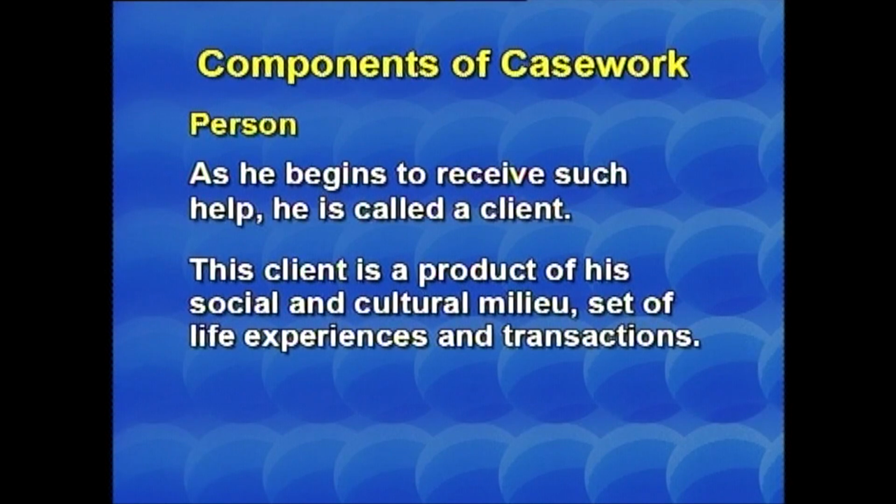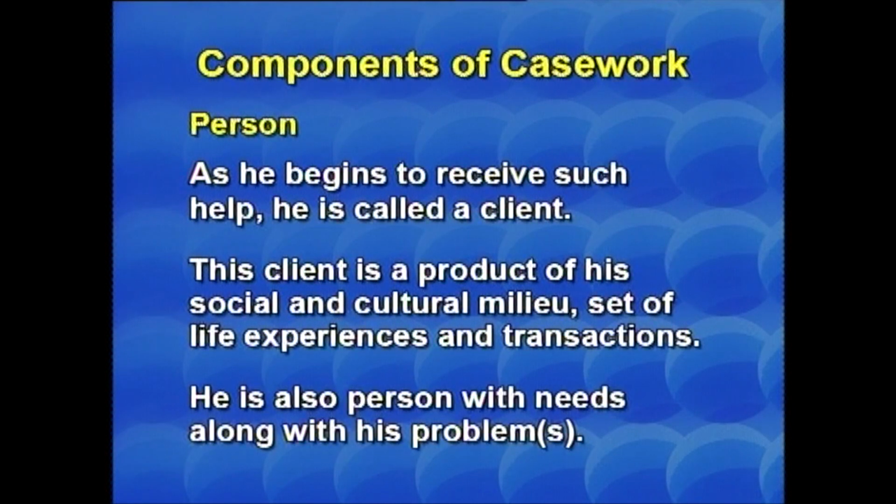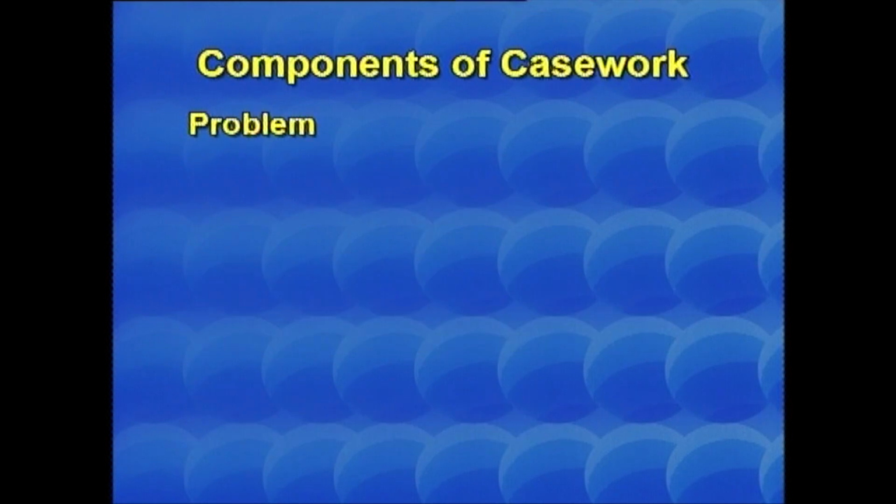The client is a product of the social and cultural milieu and a set of life experiences and transactions. He is also a person with his own needs along with his problems. This was what was explained by Helen Perlman as the characteristics of a person or the client who comes to the agency. Now let's look at her explanation about the next P, that is the problem.